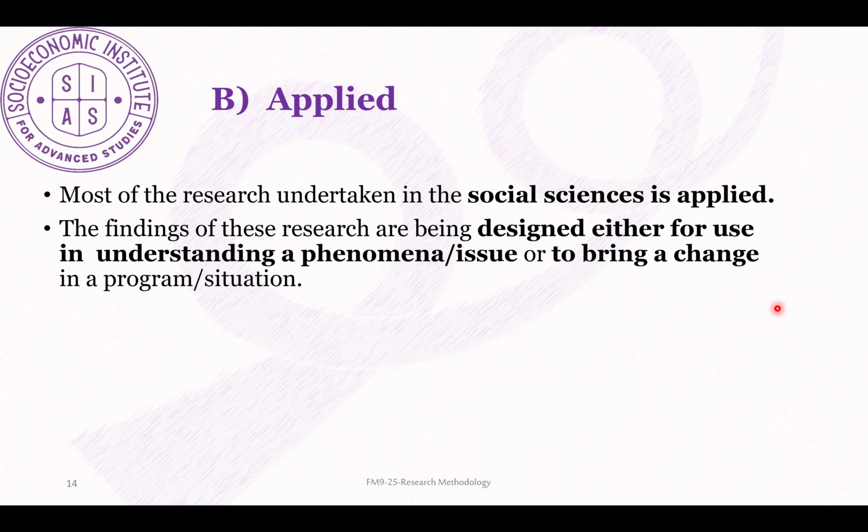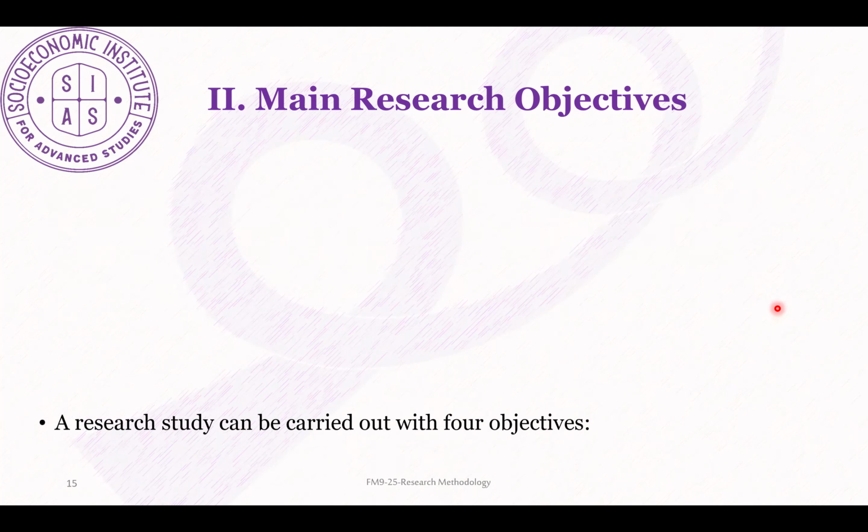Now, the other type of perspective of research methodology is that most of the research undertaken in the social sciences is applied. The findings of these research are being designed either for use in understanding a phenomenon or an issue, or to bring a change in a program or situation. So it is either used for understanding a phenomenon or to bring a change in a program or situation. And then we have the main research objectives.